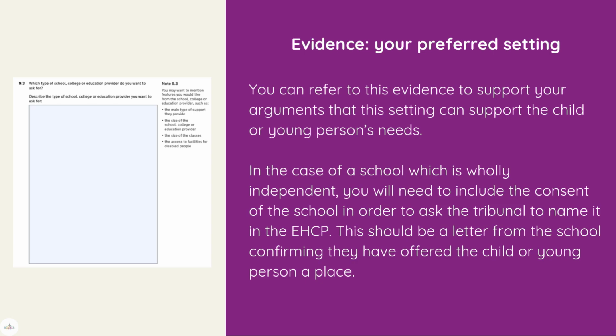Evidence, your preferred setting continued. You can refer to this evidence to support your argument that the setting can support the child or young person's needs. In the case of a school which is wholly independent, you will need to include the consent of the school in order to ask the Tribunal to name it in the EHCP. This should be a letter from the school confirming that they've offered the child or young person a place.